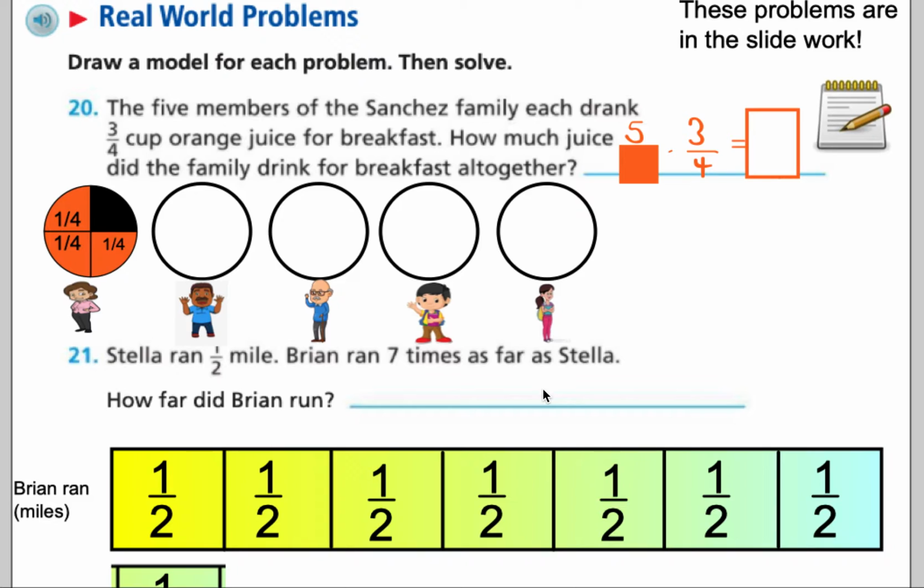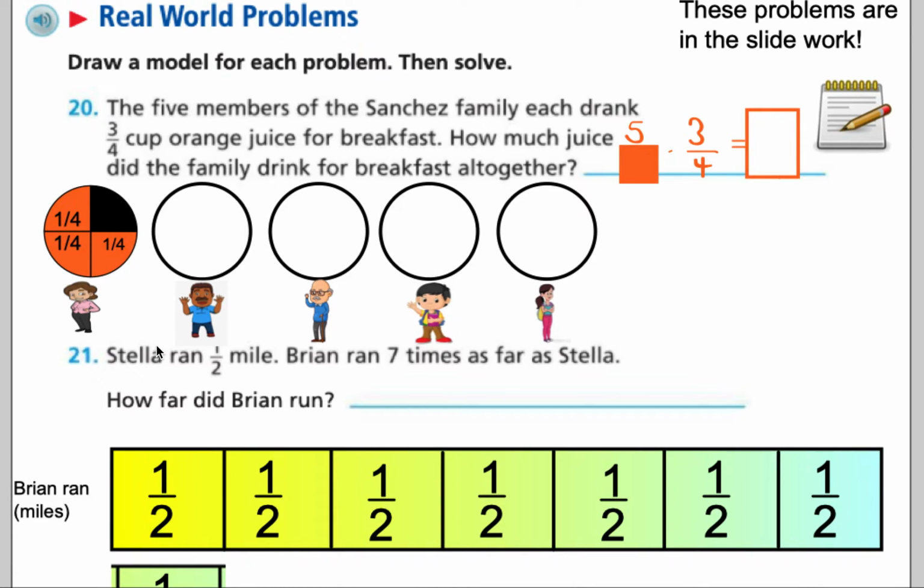Number 20. The 5 members of the Sanchez family each drank 3/4 cups of juice for breakfast. How much juice did the family drink in all? Now, don't forget to put your unit fractions in your answer. But we have 5 members. We have mom, dad, grandpa, son, and daughter.